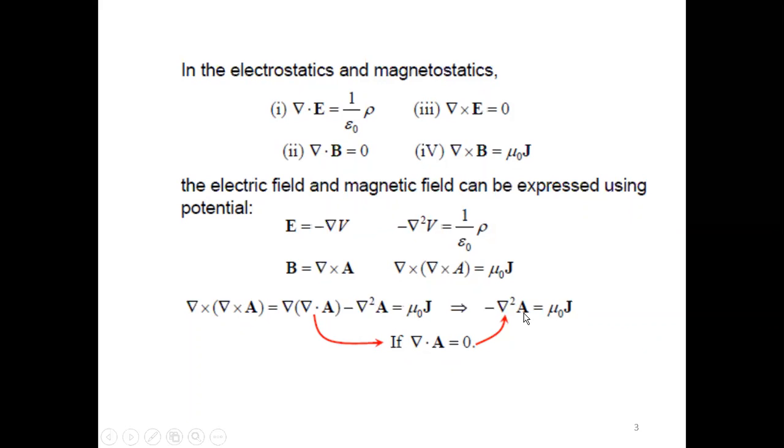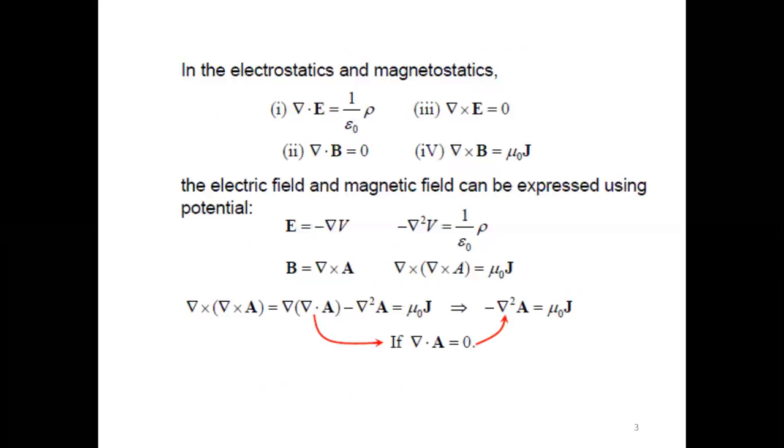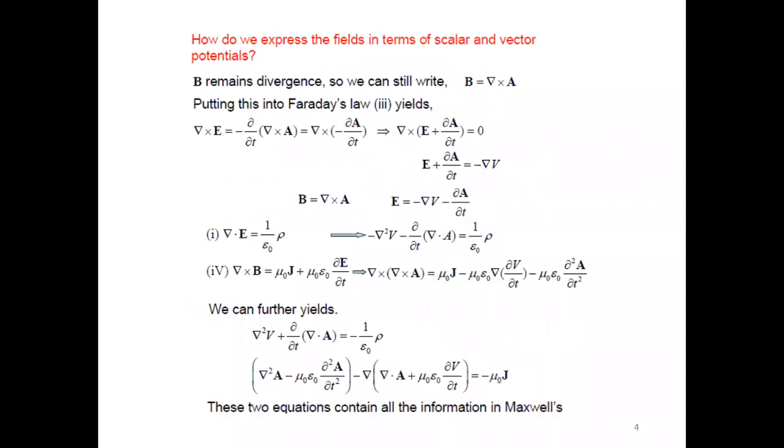Finally, you get the same kind of equation here: just as you got it for the scalar potential V in terms of rho, here you get the equation for the vector potential in terms of J. Now what is the significance of these two equations, and why have we put the divergence of A equals 0? I will explain this when I discuss the Lorentz gauge. So how do we express these electromagnetic fields in terms of electromagnetic potentials?